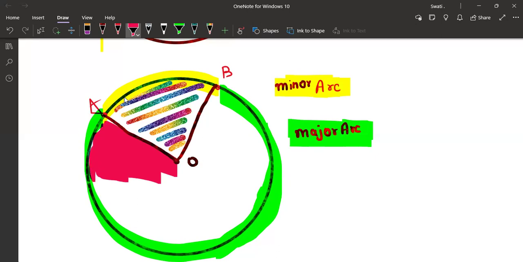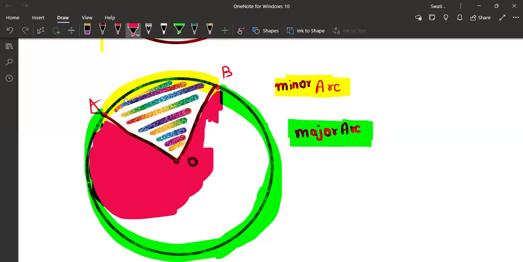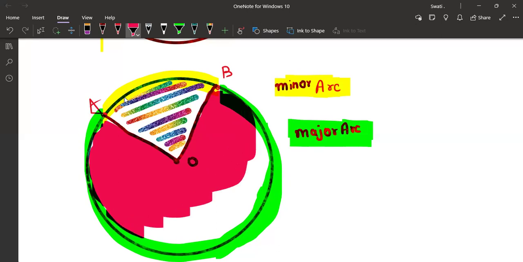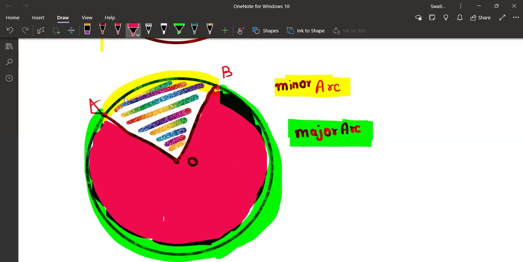That shaded part is called the minor sector, and this part, this complete red color, this will be called a major sector. I hope this is clear. We are just revising it so that you remember properly. So this is your major sector. That is the definition of a sector. Now let's go to the next part.